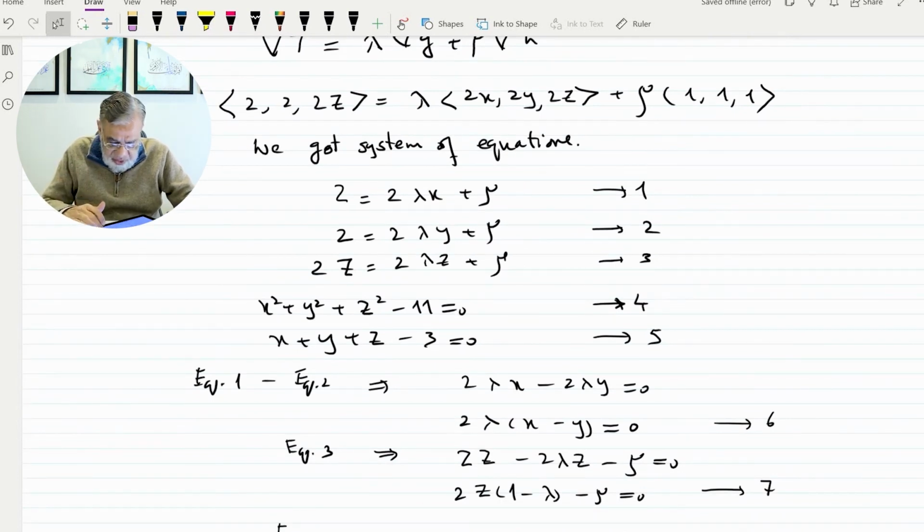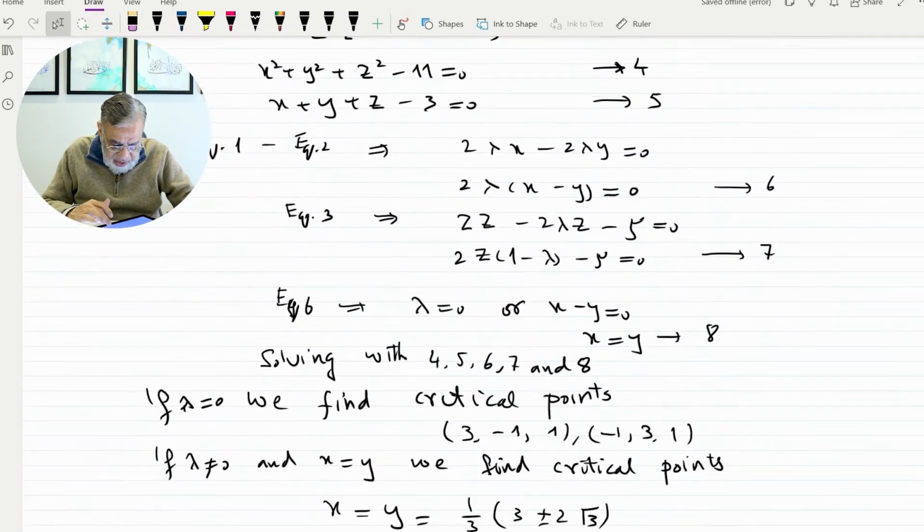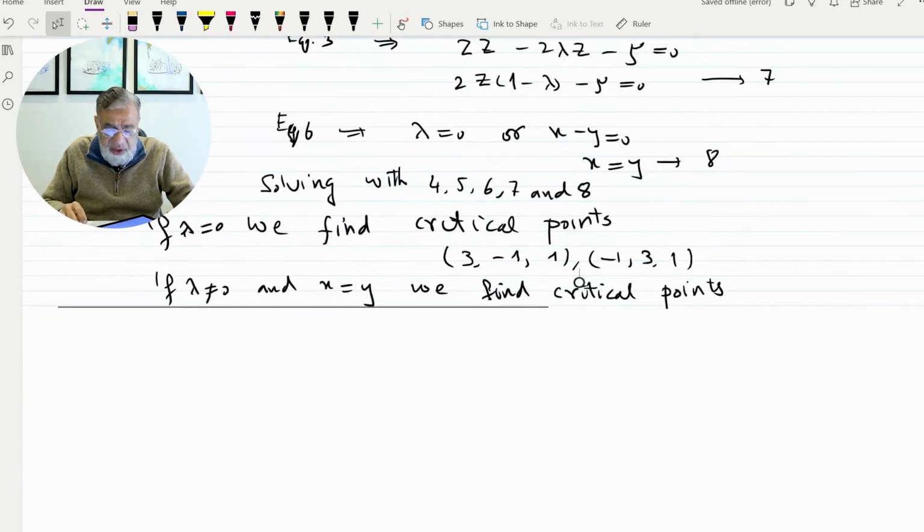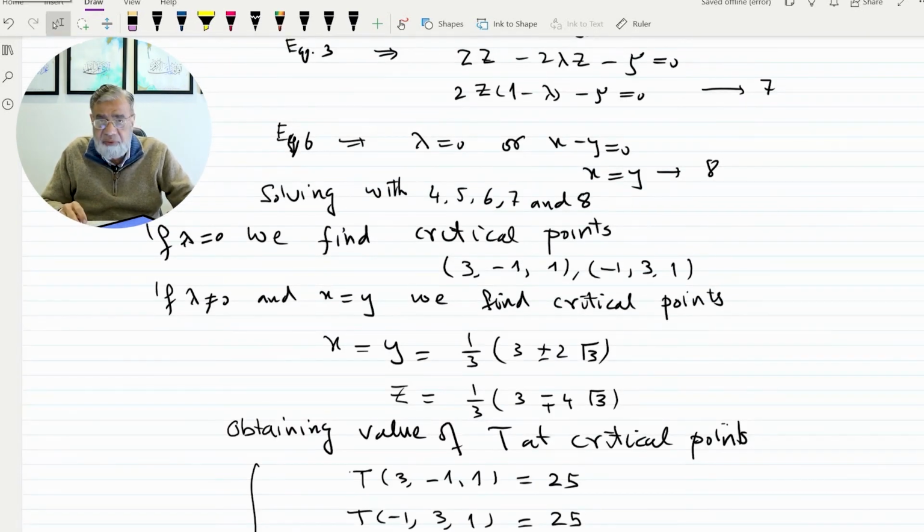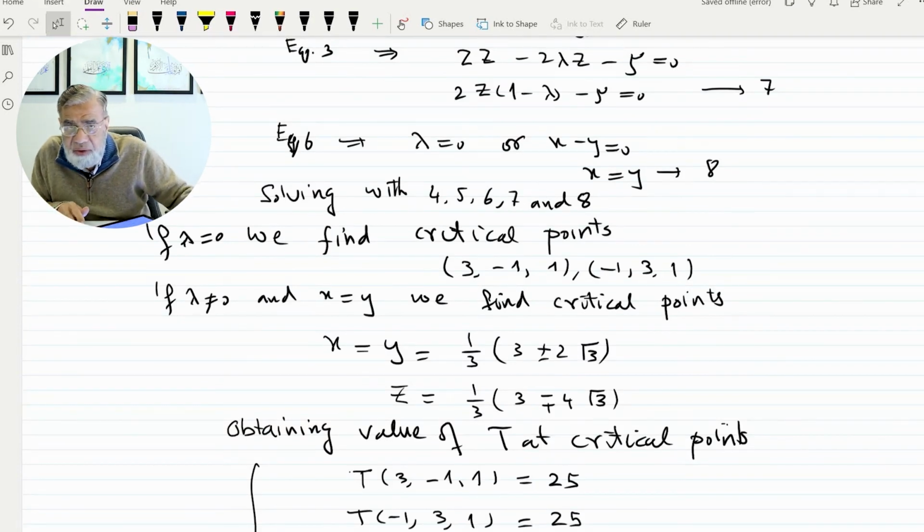So either lambda equals 0 or x minus y equals 0. We take lambda equal to 0. When we solve the equations, we get the critical points 3, 1, minus 1 and 1, and minus 1, 3 and 1. You can do this arithmetical work to find the points.